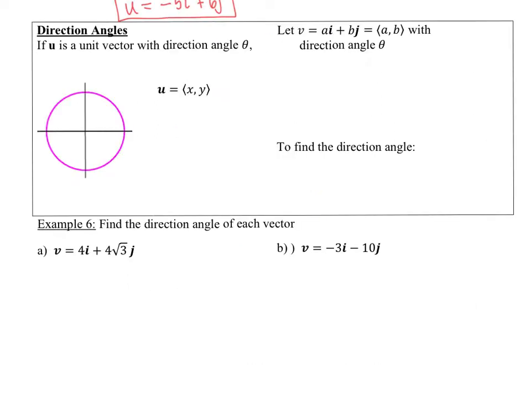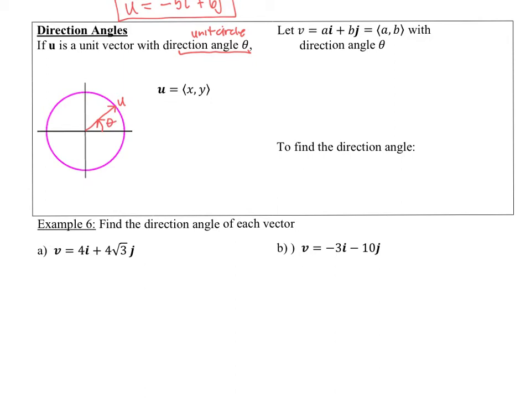Okay, the next topic they're going to introduce is direction angles. So in this case, they say if u is a unit vector with a direction angle theta, this is consistent with how we did angles on the unit circle, where the positive x-axis represents 0 and the positive direction is counterclockwise. So I'm just going to sketch a picture of vector u. Let's just hypothetically say it's right here. And that would make the terminal point (x, y), because the component form is ⟨x, y⟩. This is my direction angle.